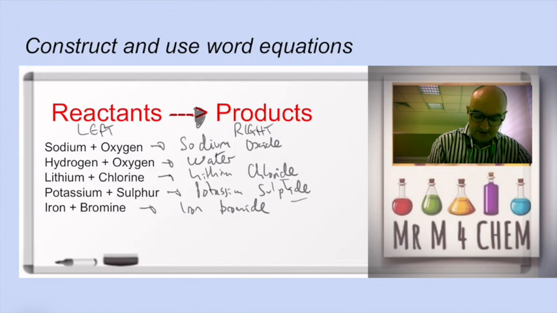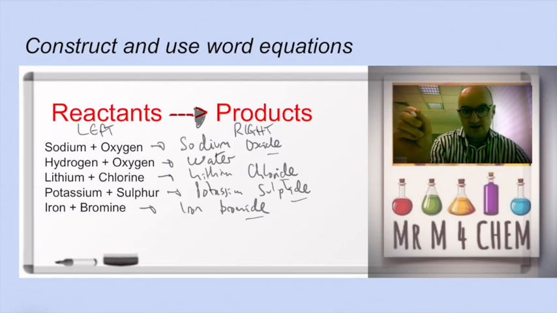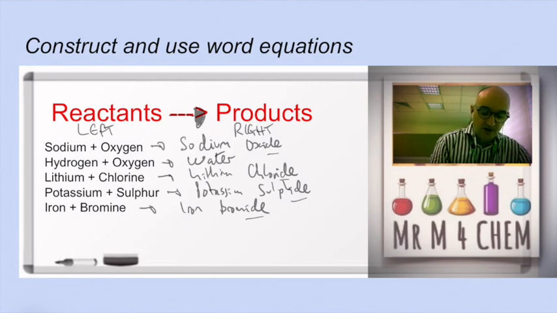Okay, how do I know it says "ide" at the end? Ide: chloride, sulfide, bromide, oxide. Because if it's the element on its own, it ends in "ide." If it has the elements bonded with oxygen, it ends with "ate." Okay, so it's sodium plus oxygen, sodium oxide, iron plus bromine, iron bromide. Because it's just iron and bromine in the compound, no oxygen, bromide. Sodium and oxygen with no extra oxygen, sodium oxide. So, reactants to products, construct and use word equations. Easy, right?